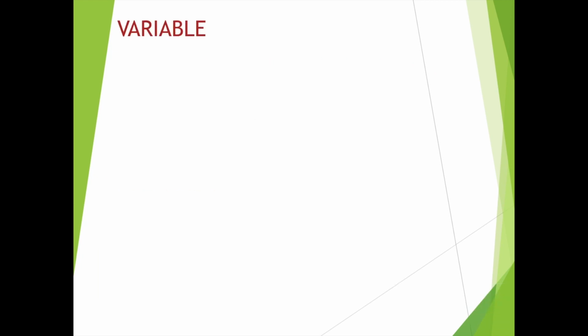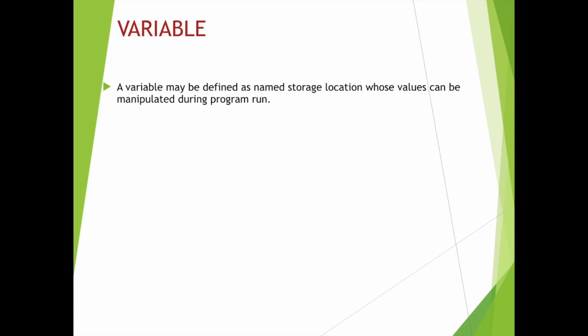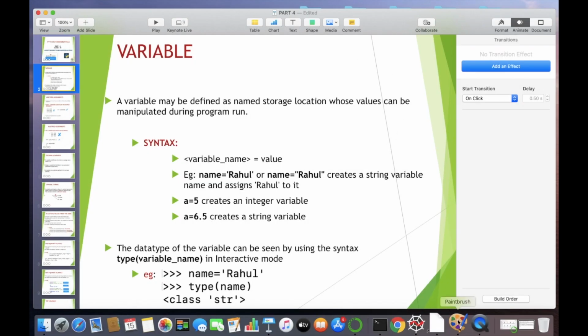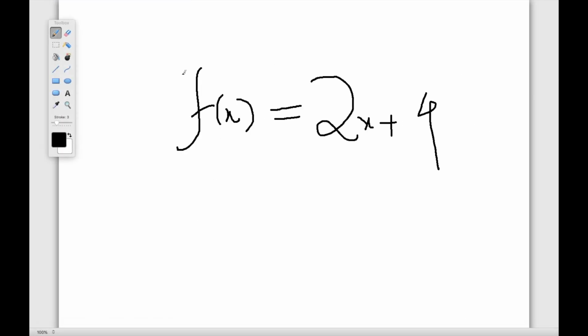So what is a variable? A variable may be defined as a named storage location whose values can be manipulated during program run. You already know about the concept of variables from mathematics. Let's say we have a function f(x) = 2x + 4. Here x is called the variable.